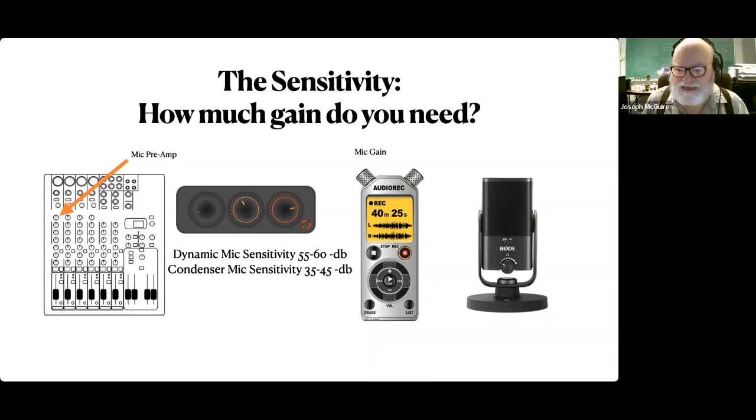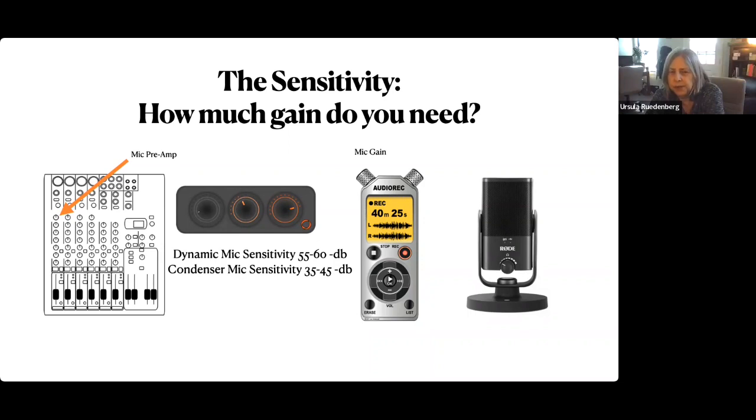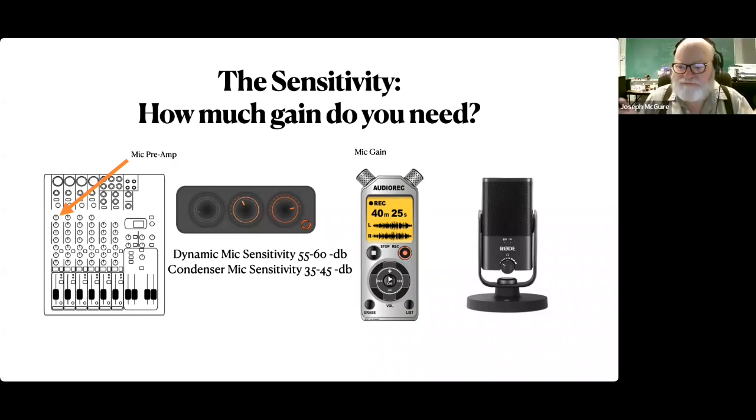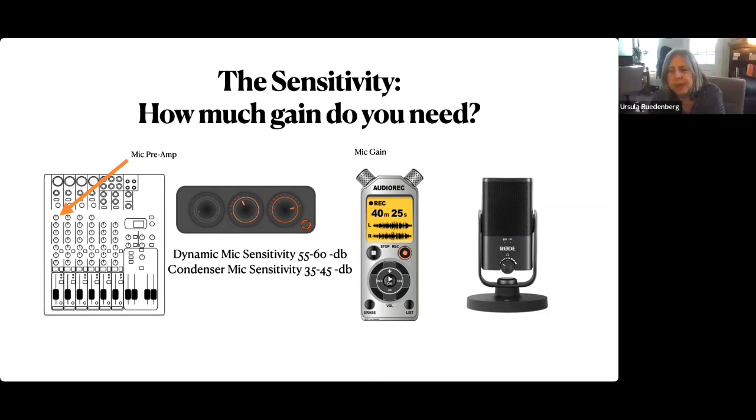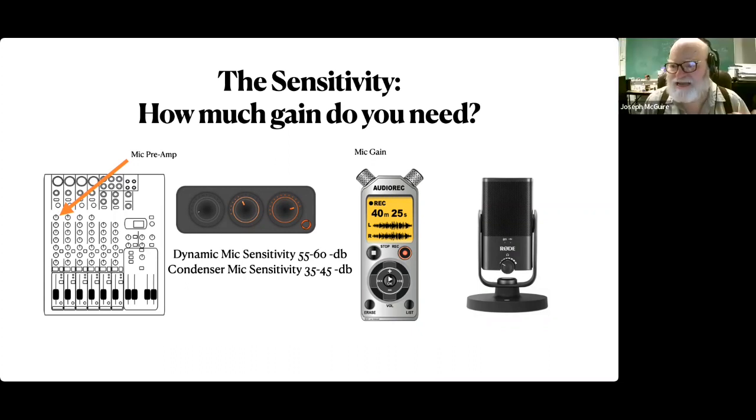So Joseph, the question I was going to ask you is the definition of gain. How much power is being given to the mic to affect the volume? I mean, the gain is the amount of power being used to amplify the microphone. Yeah, so it's the amount of power for amplifying the volume, or how loud the microphone is. So yes, gain and loudness.